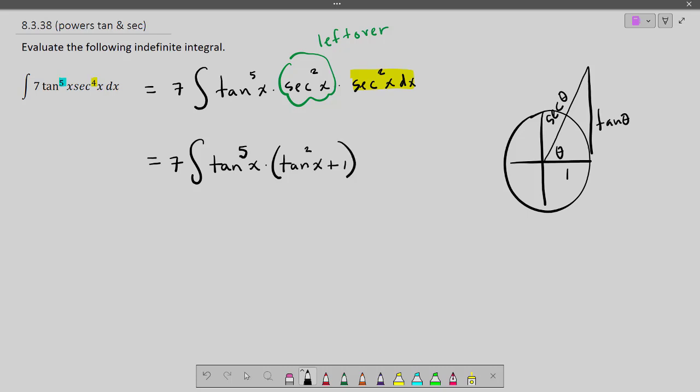And so tangent, we use the same identity. Tan squared is secant squared minus 1. So we would have secant squared of x minus 1, but that quantity is going to be squared. So now we're ready to do our substitution. Here we would do secant of theta, secant of x.